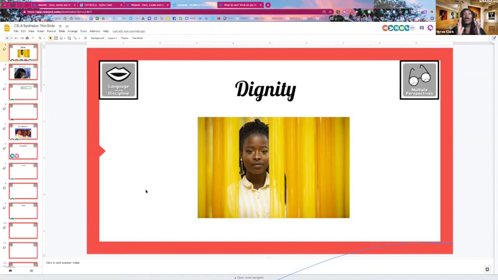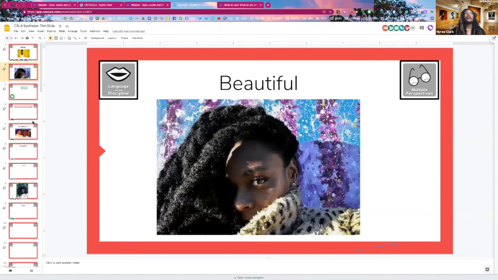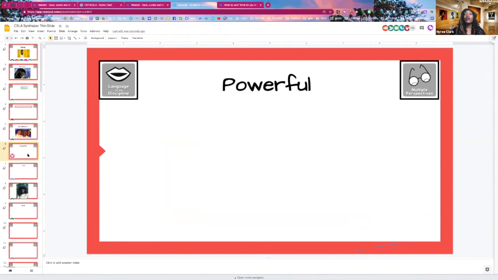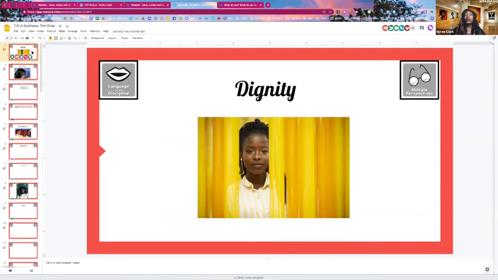As you are writing those words, our students are learning language of the discipline. They're learning all of these different words. So you're going to have one slideshow that you can go back to that's on vocabulary and on affirmation of a culture. So we have dignity, we have beautiful, we have excellence, we have powerful. These are all vocabulary words that you can go back to with your students and have that discussion.